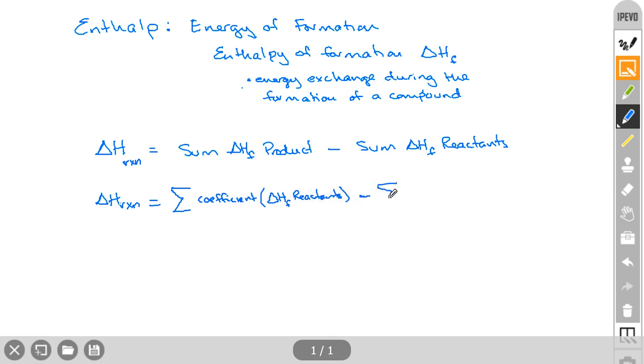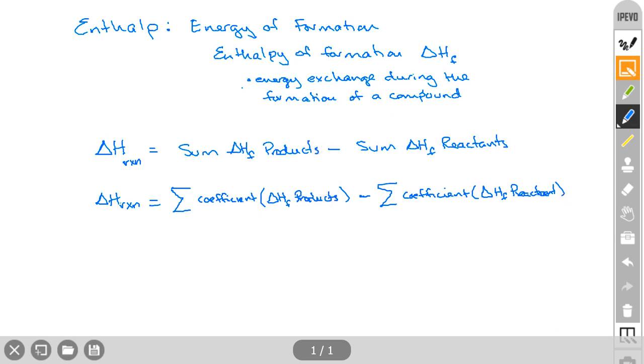minus the sum, the coefficient multiply the delta H of formation of the products. Sorry, the other one should be reactant, and then this one over here should be product, not reactant. Sorry. Products.